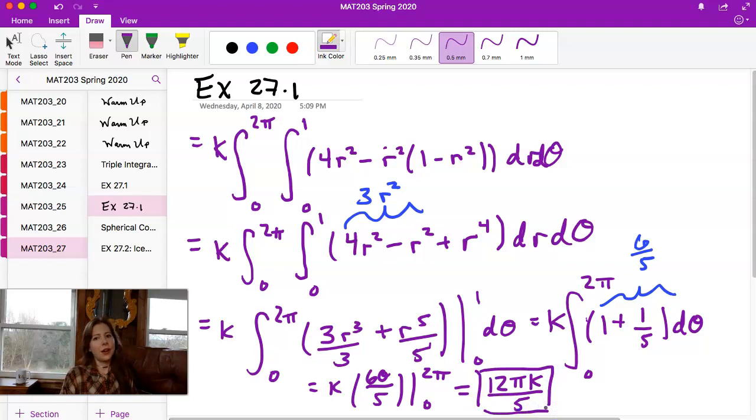Okay, so that was our example with cylindrical coordinates, and you'll be practicing this more when you go through the assigned homework problems. In the meantime, let's learn a little bit about real spherical coordinates.